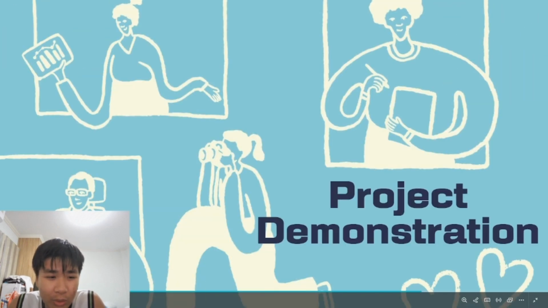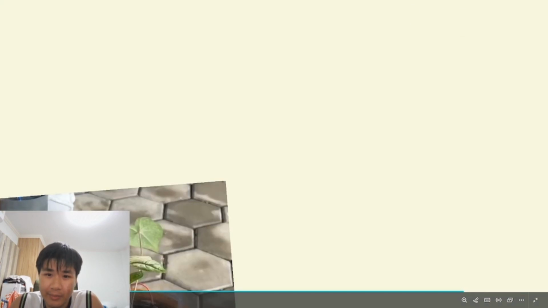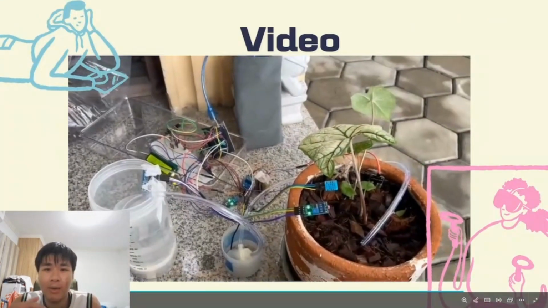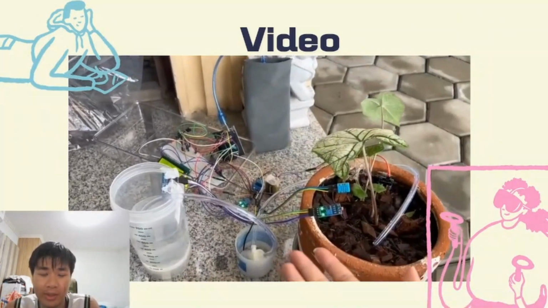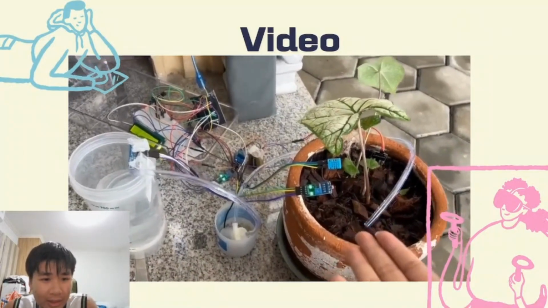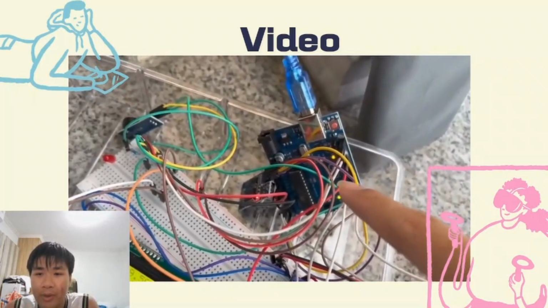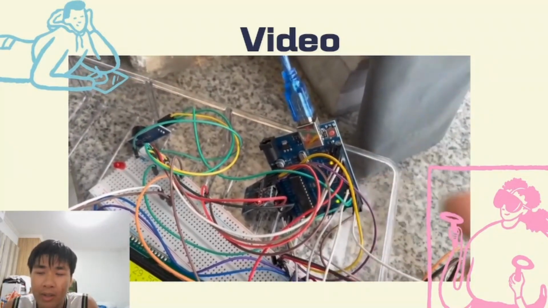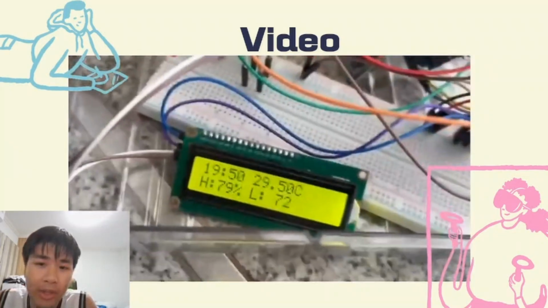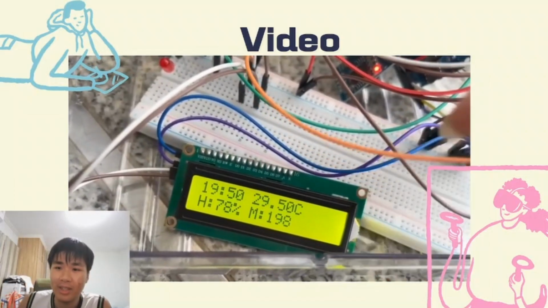Now I will walk you through the demonstration of our product. So here is our project demonstration. I will guide you through. Okay, let's go. This one is our main component, the Arduino. It will run all the code and send it to the components. And this one is the LCD screen. It shows all the stuff.